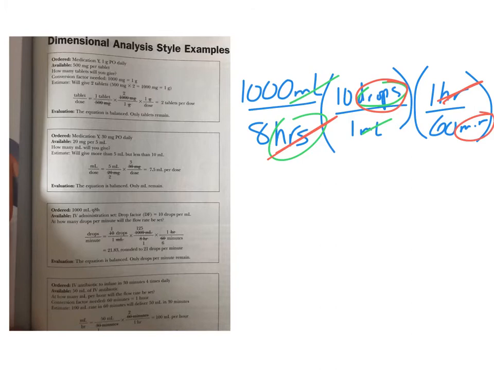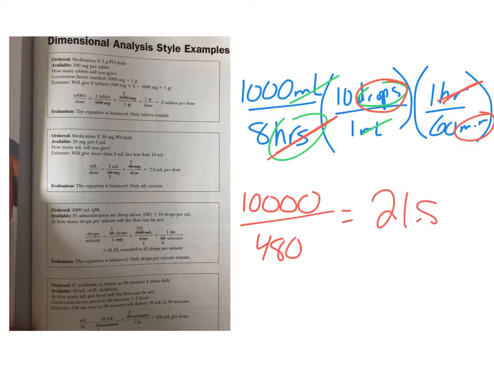So the whole problem going straight across, 1,000 times 10 is 10,000, and then 8 times 60 is 480. So 10,000 at the top divided by 480 is what we're left with, and that will give us our answer of 21.83. And then drops are typically rounded to the nearest whole number.